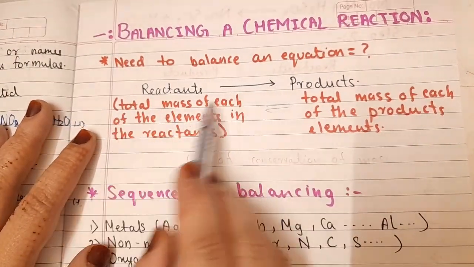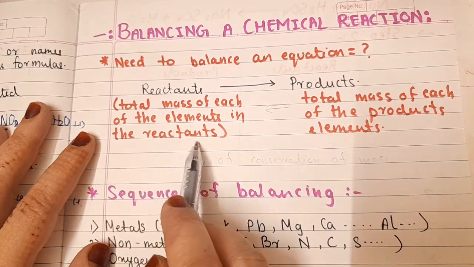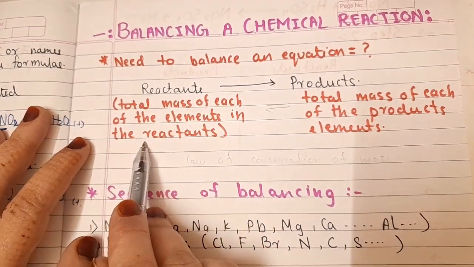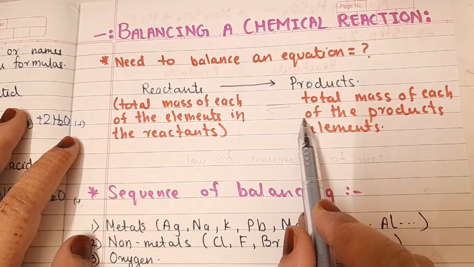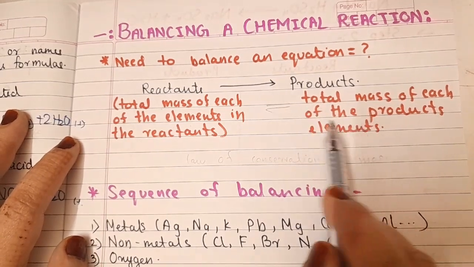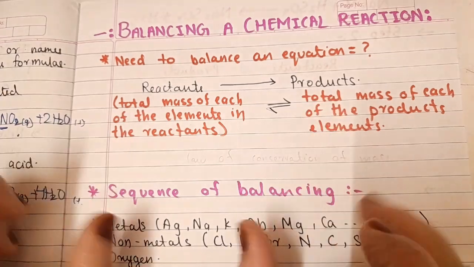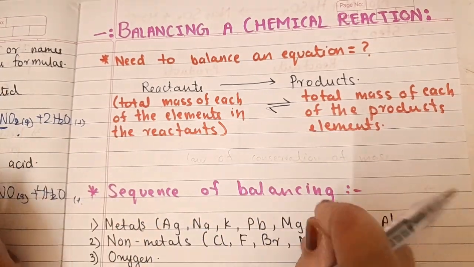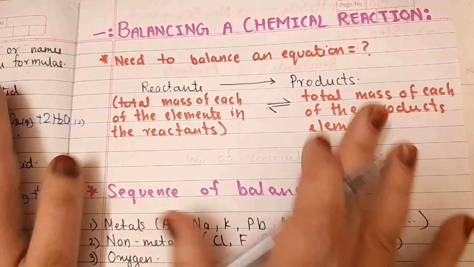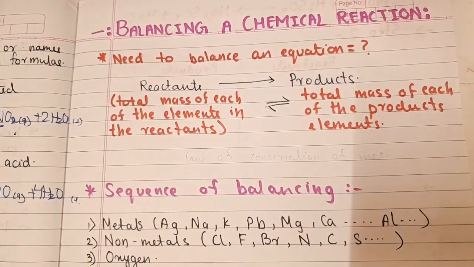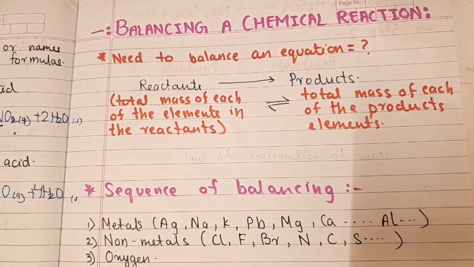Because the total mass of each of the elements on the reactant side should be equal to the total mass of each of the product elements. That means on both sides the mass of each element should be equal, and if it is not equal, then we need to balance that equation. All right, now let's see how to balance the equation.